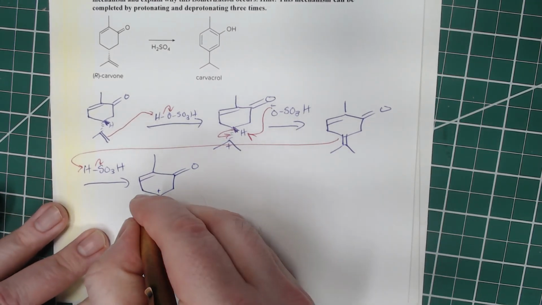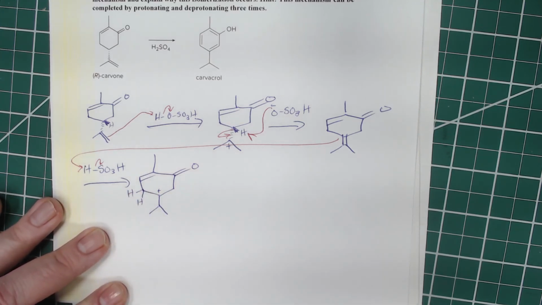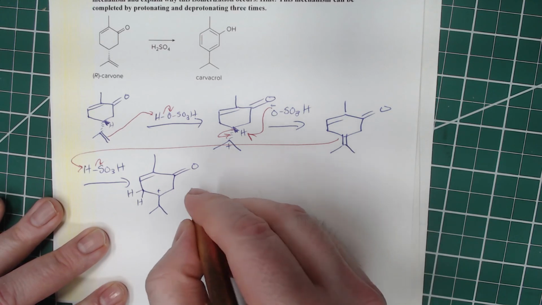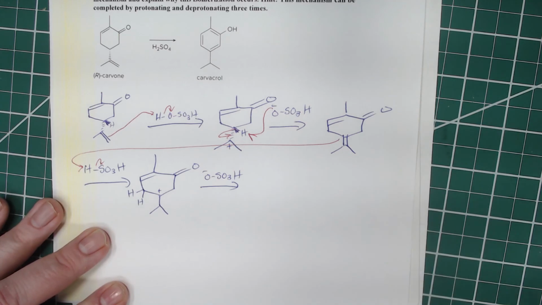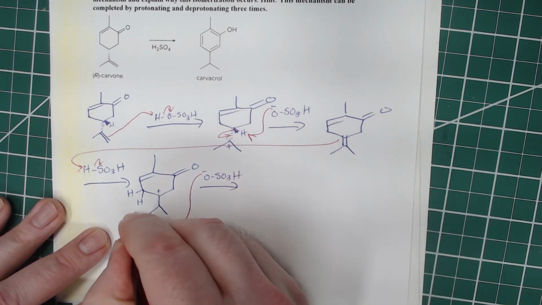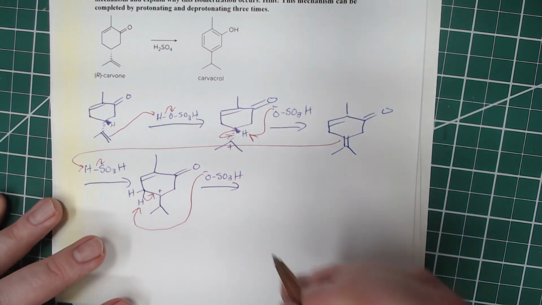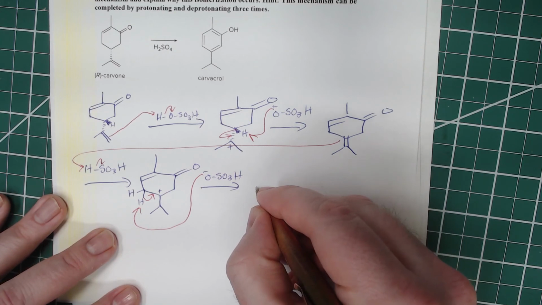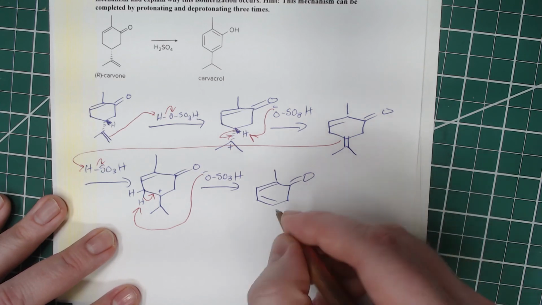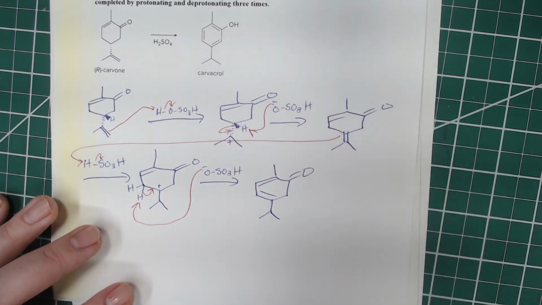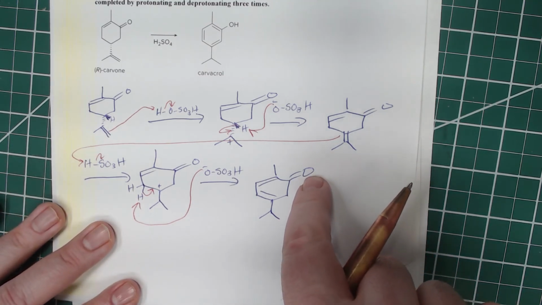All right. Here we've got two hydrogens, and we're going to deprotonate one of those hydrogens with our bisulfate, OSO3H minus. We'll come over and deprotonate that, and then we'll have a pi bond there. You notice that in doing that, we have extended our conjugation. All right, we're almost there. There's only one thing left to protonate, and we're going to protonate this oxygen.